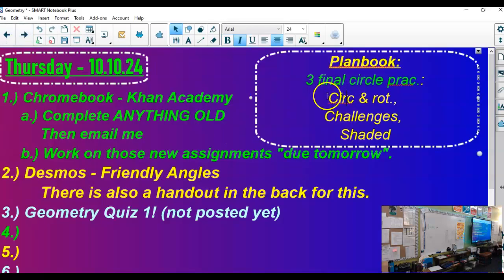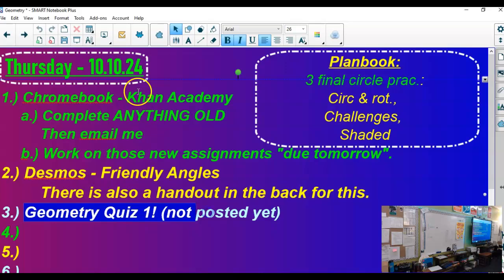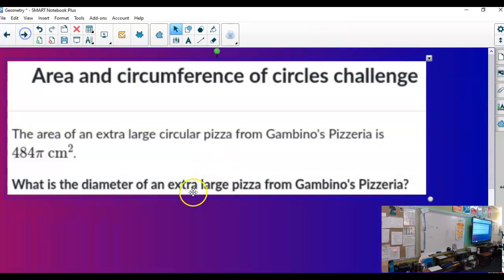What we're doing right now is working on these assignments or anything old that we need. But if not, then look for the assignments that are quote-unquote due tomorrow, although they're really like today's homework. If you get those done, then go on to Friendly Angles. I'm going to post the quiz here soon, but by the time you would be watching this video, the quiz would be posted because, you know, that's how YouTube works.